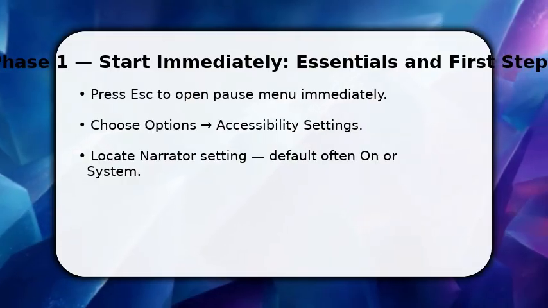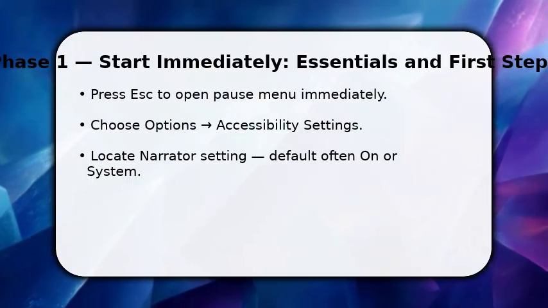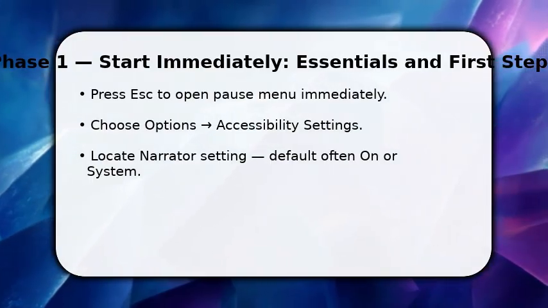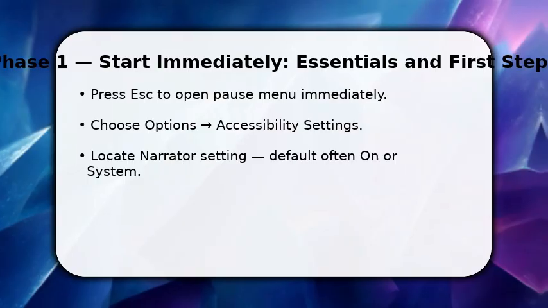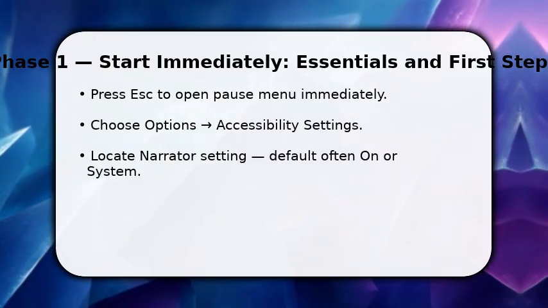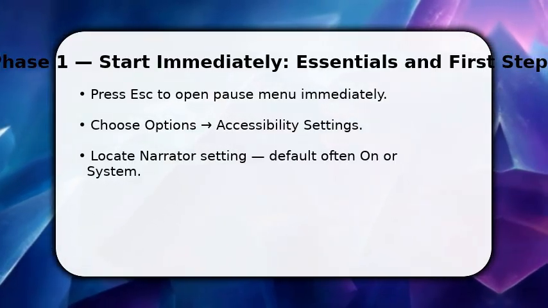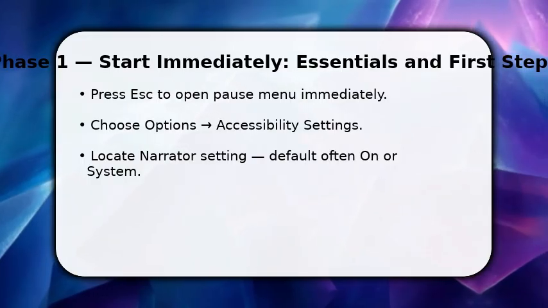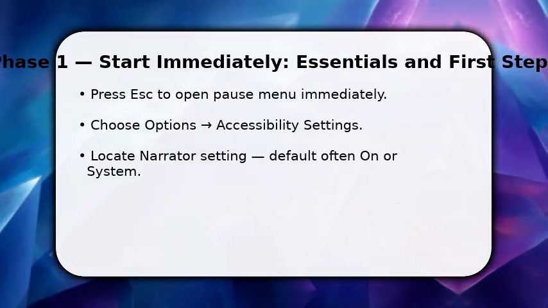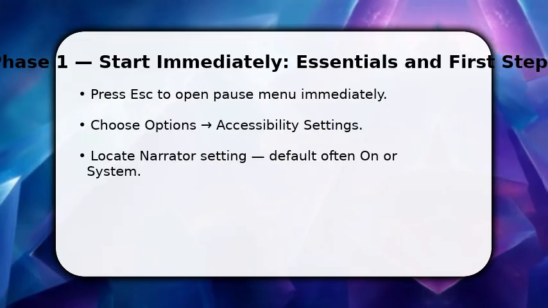You start inside the game and go straight to the pause menu. Press Esc now. Once done, pick Options and then Accessibility Settings because Minecraft centralizes voice features there. You need to find the narrator entry. It's the built-in voice assistant, not external software. Toggle it so the label reads off.